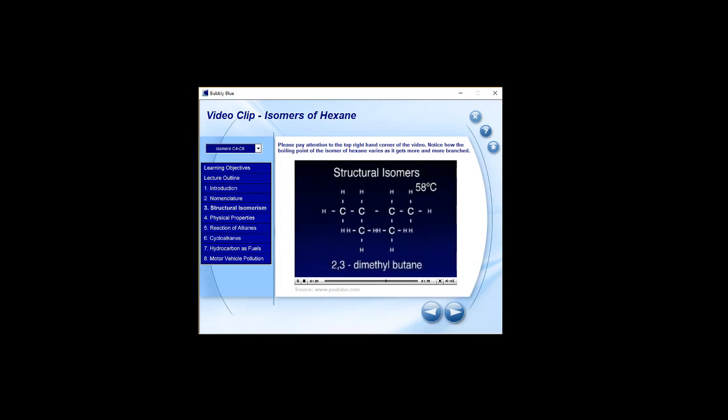Now, adding the end carbon to the second carbon position produces 2,3-dimethylbutane. Moving the methyl group to the second carbon position produces 2,2-dimethylbutane. Sliding both methyl groups to the third carbon position appears to make 3,3-dimethylbutane. But wait again. Rotating the molecule shows it's identical to 2,2-dimethylbutane. These are the 5 isomers of hexane.